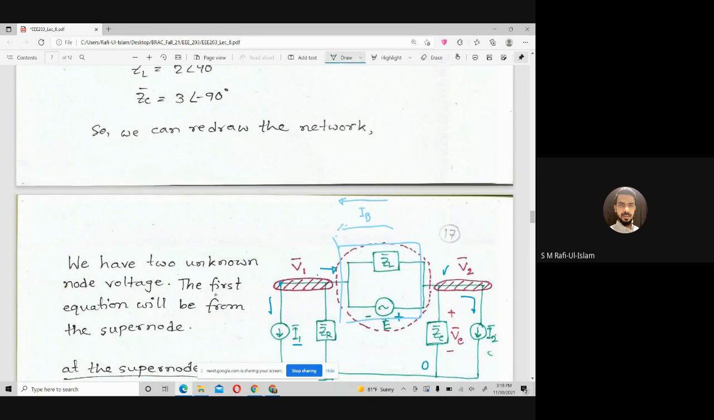Now I will write a KCL at node 1. So this is node 1. What is the node equation? The current I1 is leaving, so I will write I1. Then another term is V1 minus 0 divided by ZR. IB current is now entering node 1, so I'll write minus IB equal to 0. This is the black box current, I don't know the current. So this is equation A.